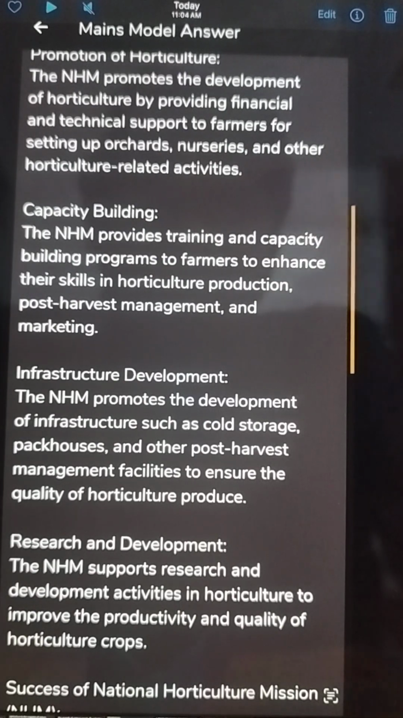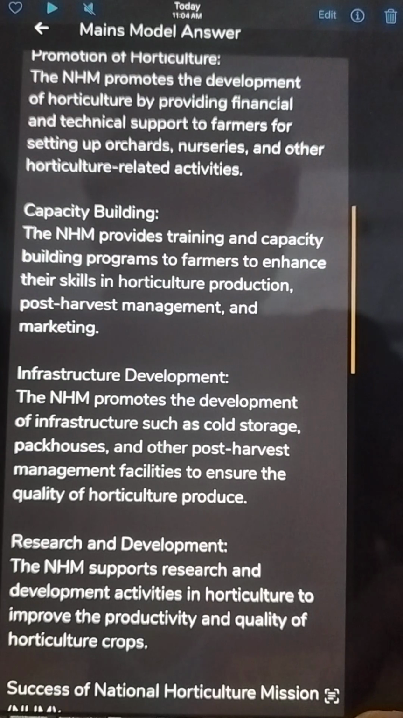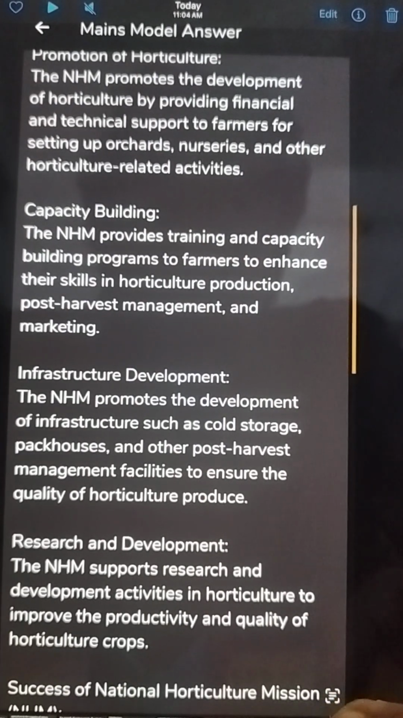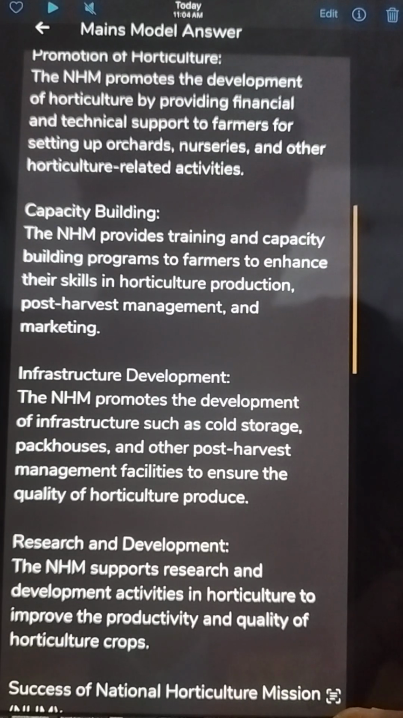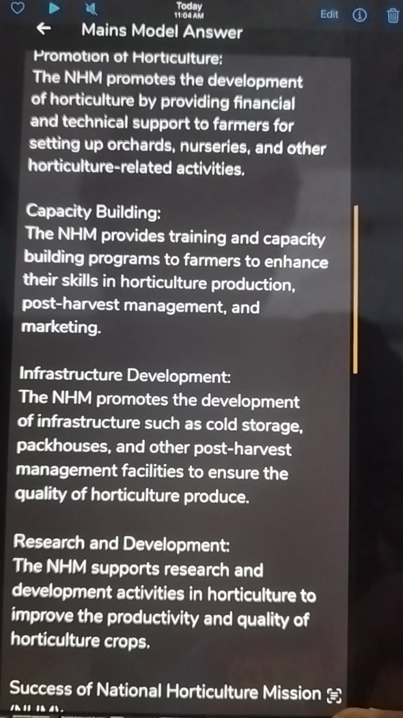Then the second is capacity building. The NHM provides training and capacity building programs to farmers to enhance their skills in horticulture production, post harvest management, and marketing. Then comes third, infrastructure development. The NHM promotes the development of infrastructure such as cold storage, pack houses, and other post-harvest management facilities to ensure the quality of horticulture produce.